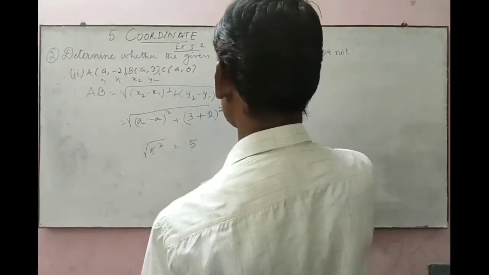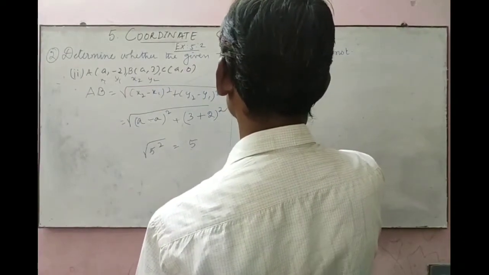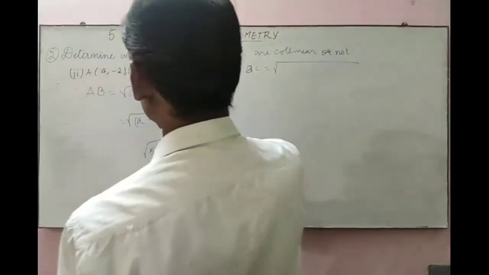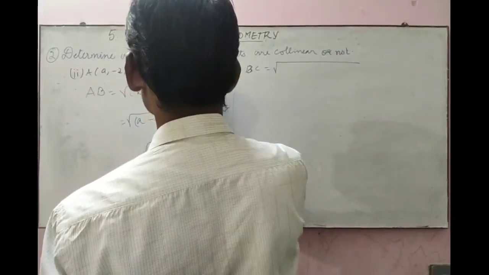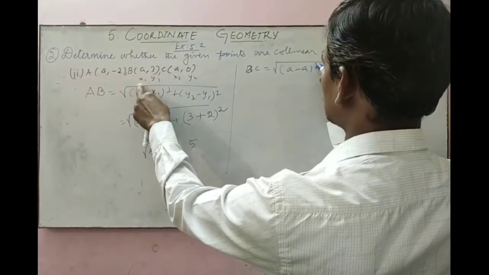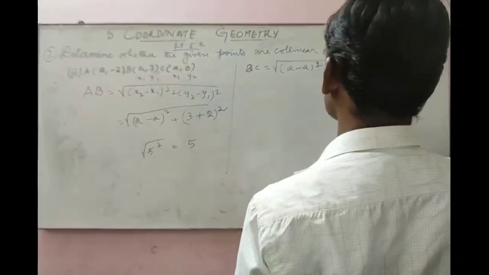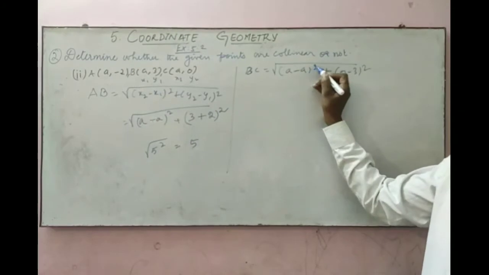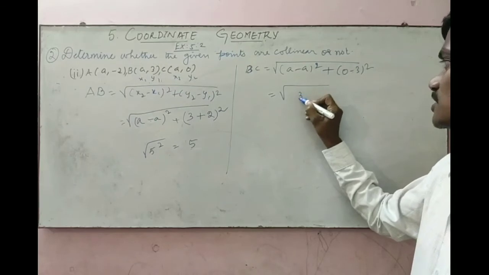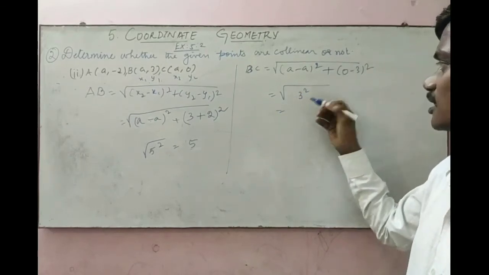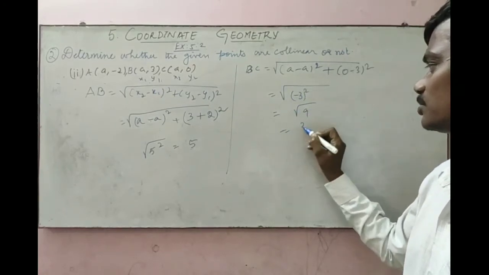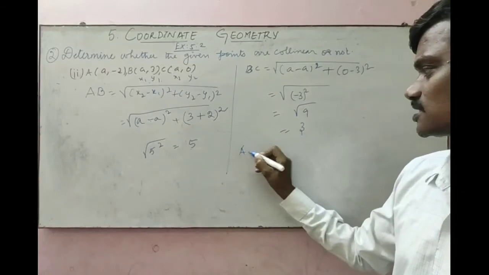Next I am going to find the distance between the points B and C. Here also the same formula. Now for BC, name this as x1 and y1, keep this as x2 and y2. Again x2 minus x1 whole square, that is a minus a whole square, plus 0 minus 3 whole square. Again a minus a gives 0, so leave this 0 square. Minus 3 square becomes 9, that is root 9. Again it becomes 3.